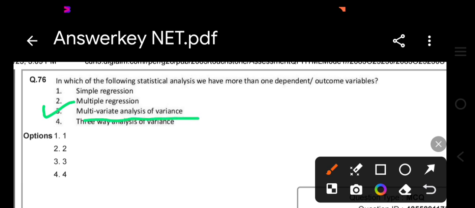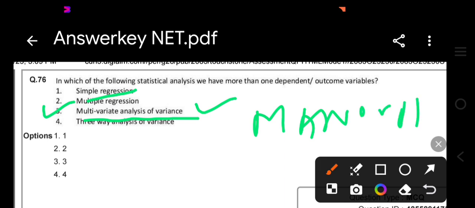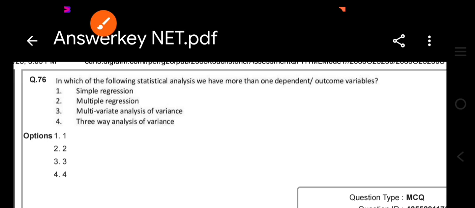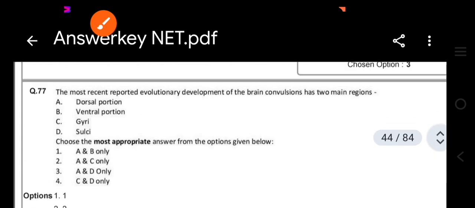Here they are not asking about simple regression or multiple regression. They are asking about multivariate analysis, which we also say is related to MANOVA. This is what you have to understand. Now we are moving into the next question.